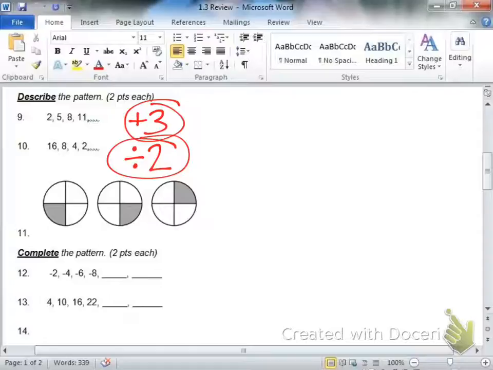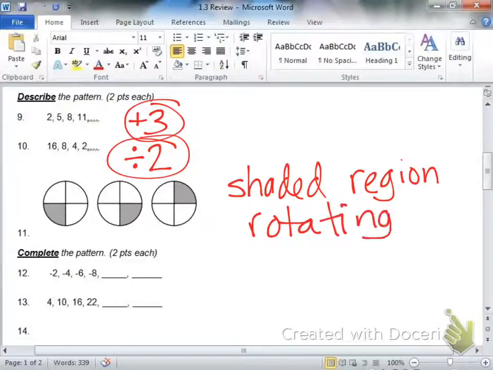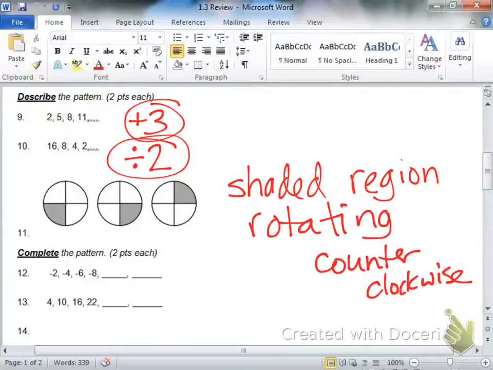Those are going in which direction? Counterclockwise. So, wait, which one? Hey, guys. So the shaded region is rotating counterclockwise. Yeah, Miss Monday. The opposite direction of a clock. Okay? See, it's going this way.